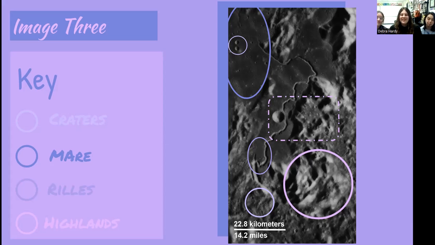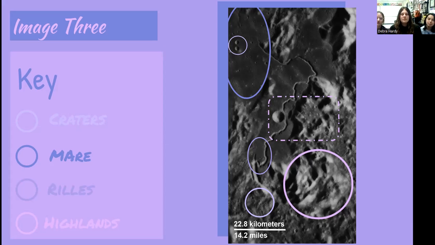So that previous image is just a zoomed in shot of that. This image was taken by the Lunar Orbiter spacecraft from the mid-1960s. The previous one was taken by the Lunar Reconnaissance Orbiter that's still orbiting the moon and taking images. So it's a different spacecraft, 40 years apart, almost 50 years apart, but looking at the same area.